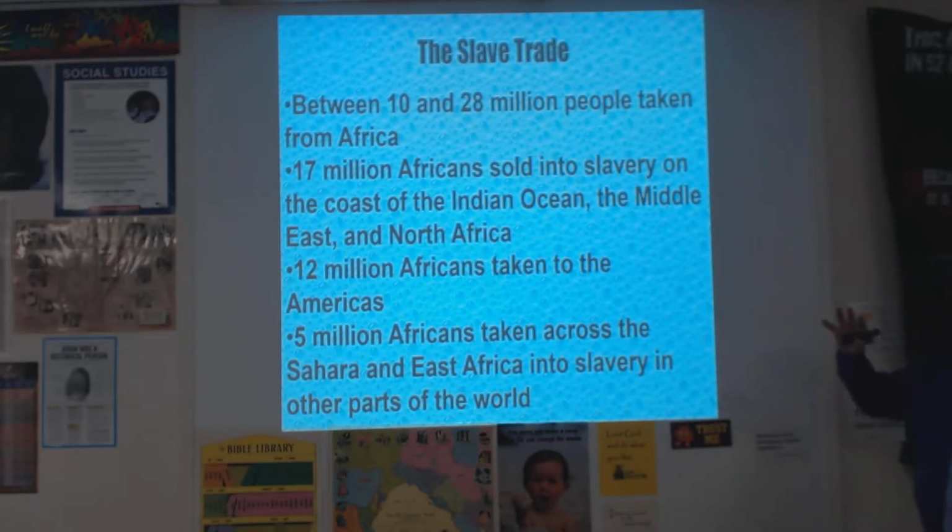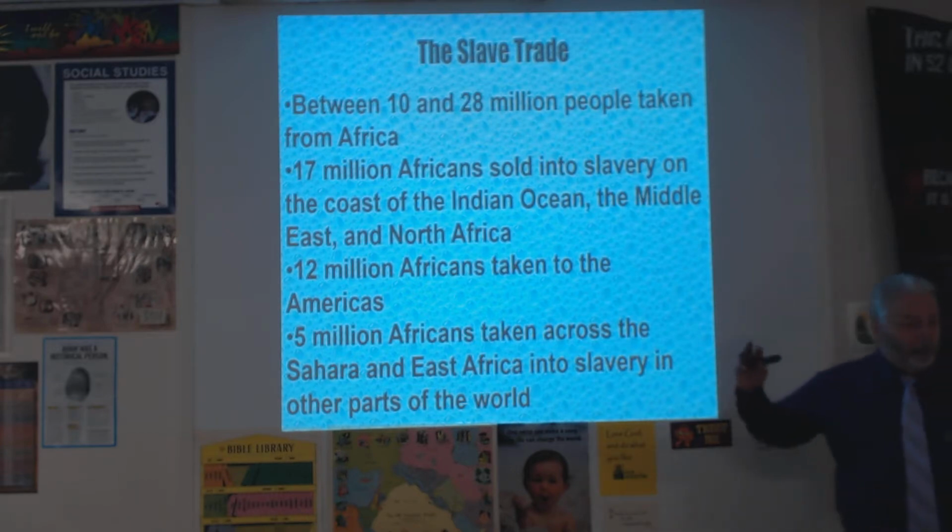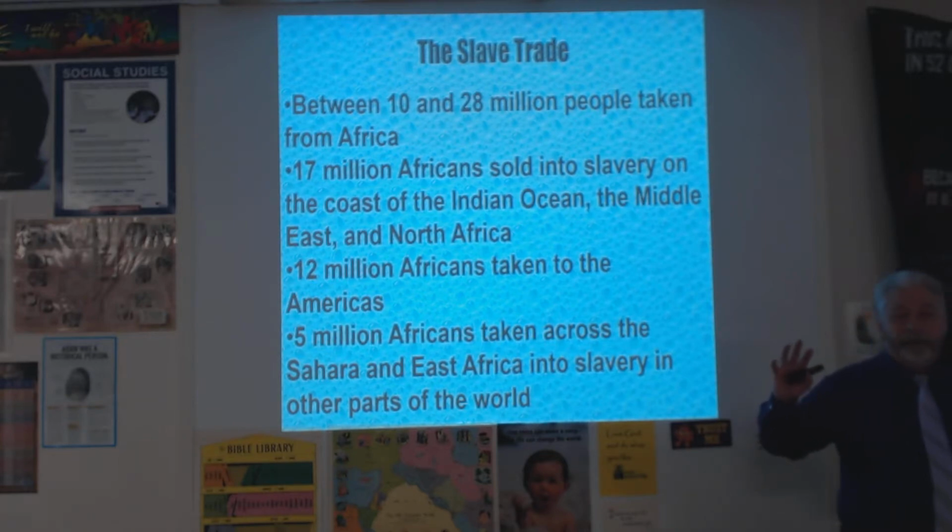But the number of slaves brought to the Americas, North and South America, is lower than the amount of slaves that were taken up into North Africa and to the east coast of Africa. 5 million were taken across the Sahara, West Africa, into slavery in other parts of the world. So this gives us a little broader picture of slavery. Slavery was a worldwide event. It was something that was not limited to the United States.